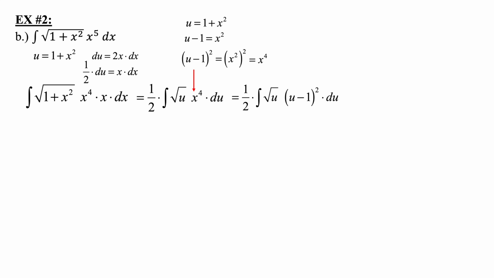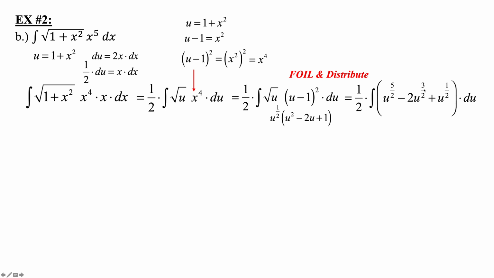The square root of u, well, wait a minute, we can call that u to the 1/2. We'll probably have to FOIL out our u minus 1 squared. And so we get u squared minus 2u plus 1, distribute the u to the 1/2. So that's going to be u to the 5/2 minus 2u to the 3/2 plus u to the 1/2, all times du.